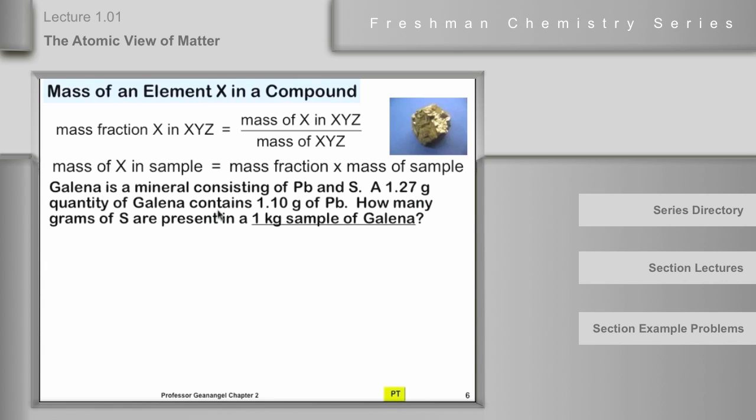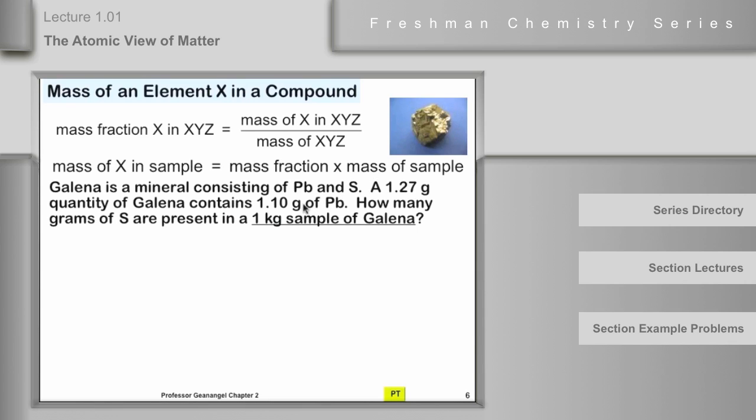It says 1.27 grams of galena contains 1.10 grams of Pb, lead, okay? How many grams of sulfur are present in a 1 kilogram sample of galena? Now, as you think about this, you should focus on the previous line here. The previous line says you can calculate the mass of sulfur in a sample of galena if you have its mass fraction and the mass of the sample.